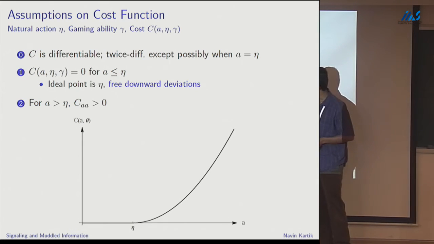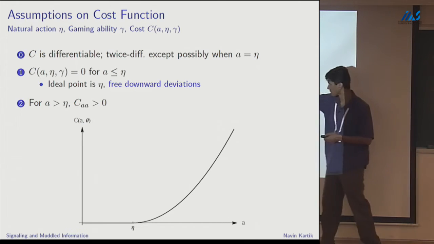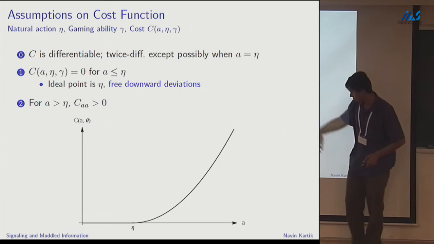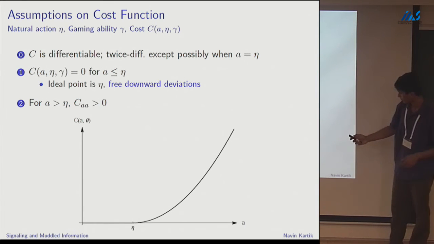The second one here is standard, which is that the marginal cost is positive and increasing above the natural action. So the total cost function is convex. That's derivatives there. Pictorially, actions are here, costs are there. It's 0 up until your natural action, and then it's increasing and convex.